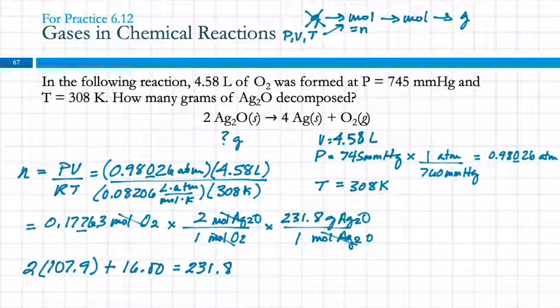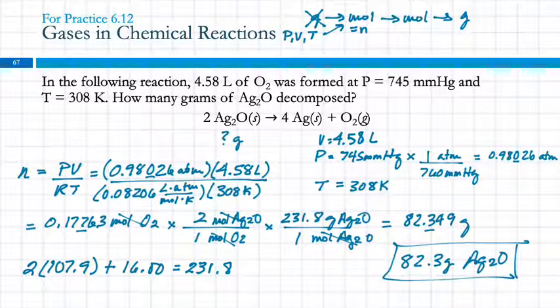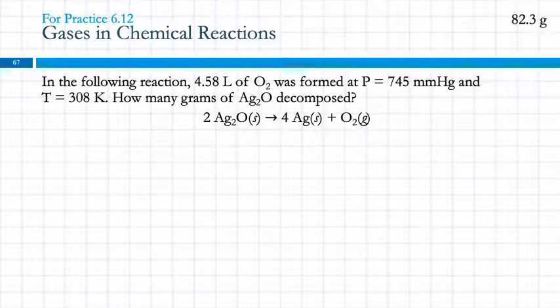So 0.17763 times 2 times 231.8 equals 82.349 grams, 82.3 grams of silver oxide must have decomposed to form that much oxygen under those conditions. Any questions? 82.3 grams.